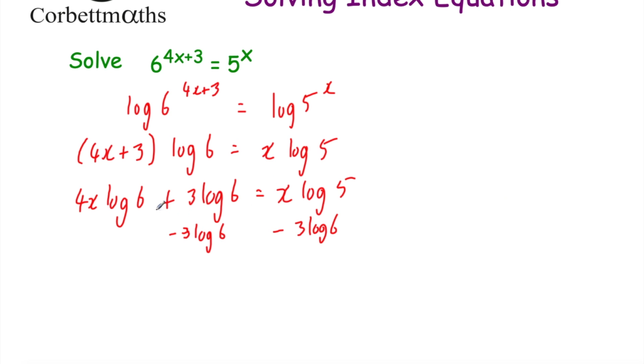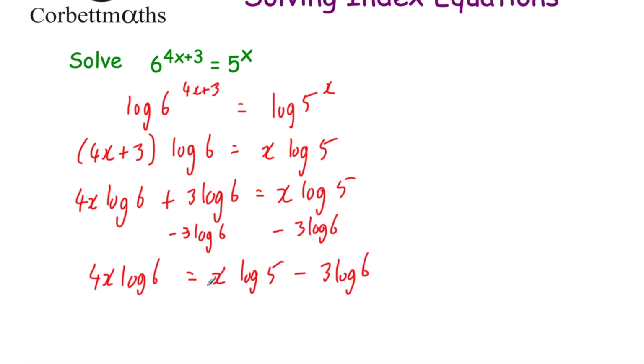So on the left-hand side, I'm taking away the 3 log 6 to get rid of it. So I'll just be left with 4x log 6 on the left-hand side. And on the right-hand side, we had x log 5. We're taking away 3 log 6. So it's going to be x log 5, or x times log 5, subtract 3 log 6.